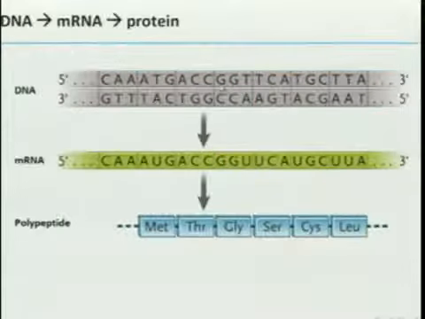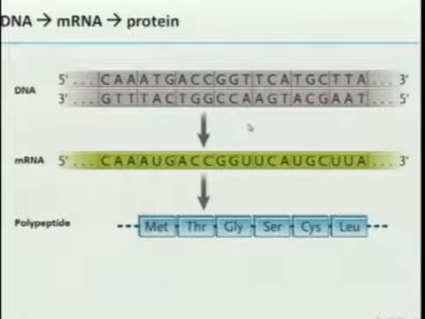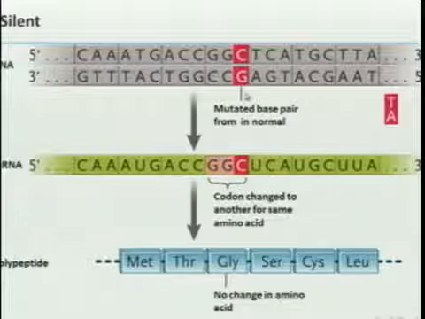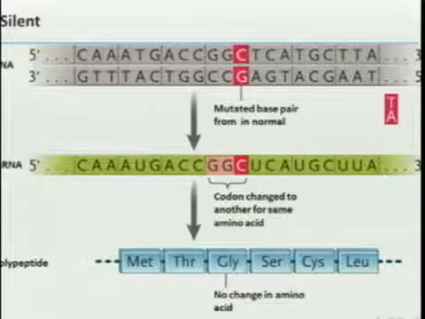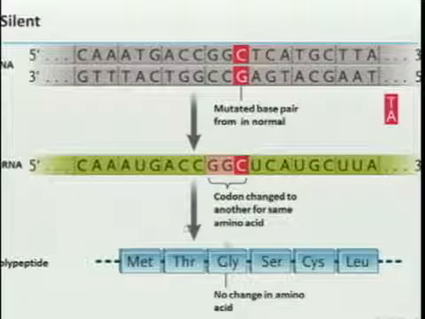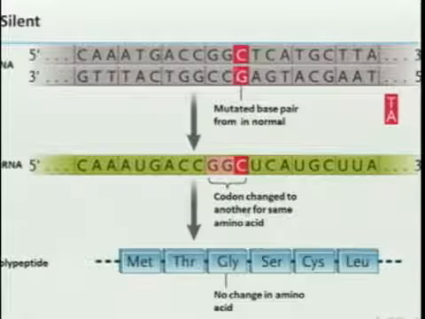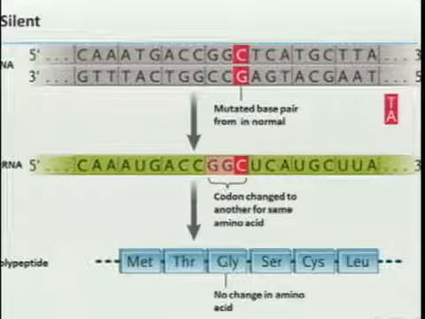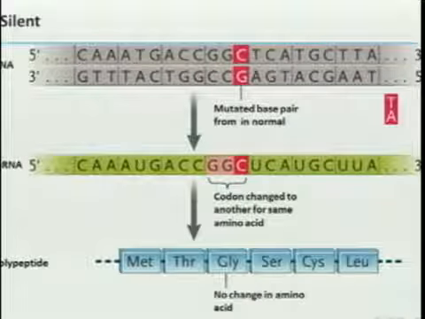We start with GGT, and then we get a single base change. This TA base change gets changed to a CG. The genetic code is degenerate. So different codons mean the same thing in specific cases. In this case, this codon means glycine, whether it's GGT or GGC. The change is there, but what the protein is does not change. That type of mutation is called a silent mutation.